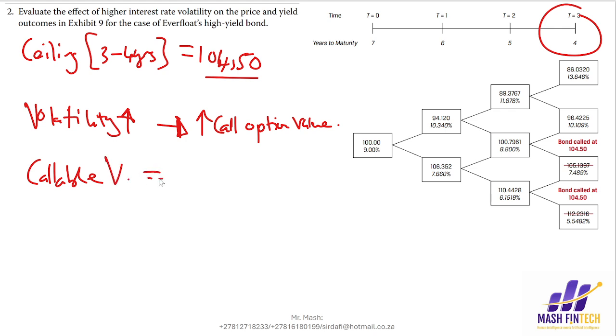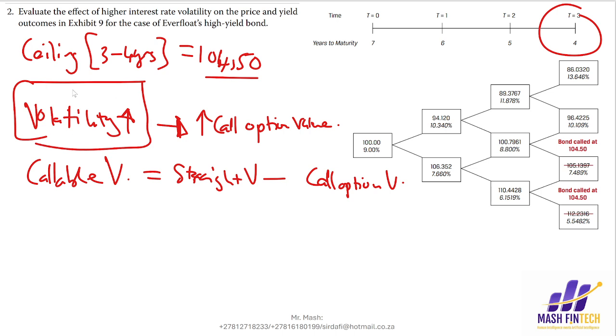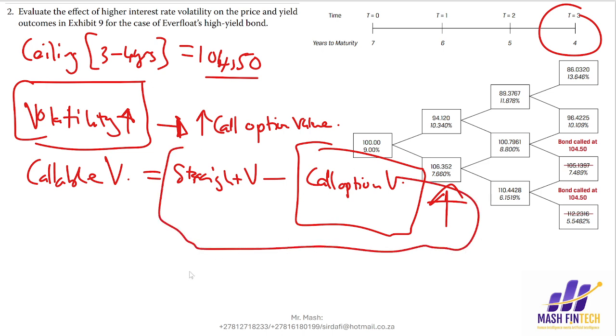is given by the straight or non-callable bond value minus the call option value. And you see that if the volatility is increasing for any option, whether it's a put or call option, the value of that option is going to rise, right? And as the value of this option rises, this becomes bigger. If the number you're subtracting becomes bigger, this whole thing is going to go down, which is why the value of the callable bond is going to decrease. Okay, so that's question number 2.